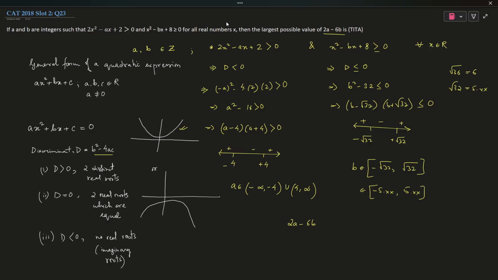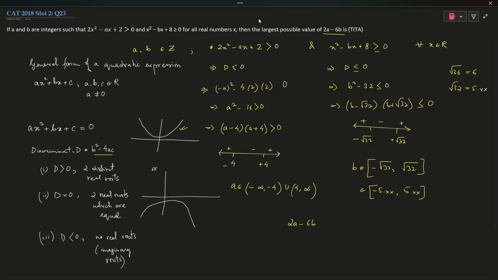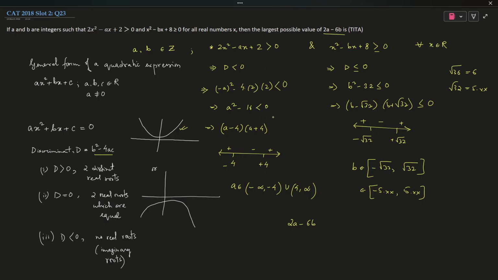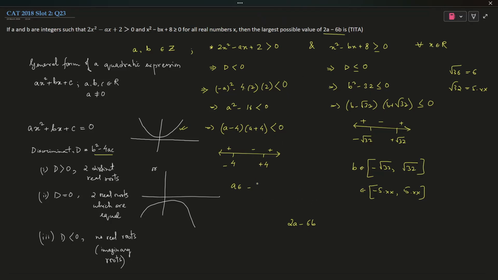I did a mistake here, guys, a very silly mistake. I have written d less than 0, so definitely it will be less than 0, right? It cannot be greater than 0. This is less than 0, guys. This is less than 0. So definitely a will belong to minus 4 to plus 4, open bracket, okay.